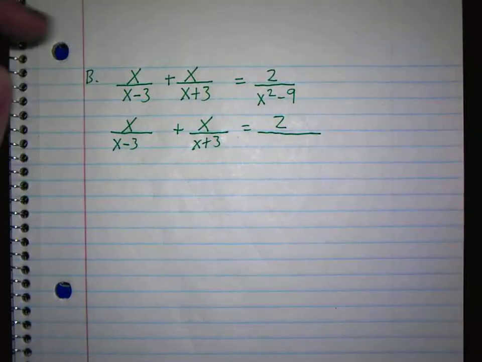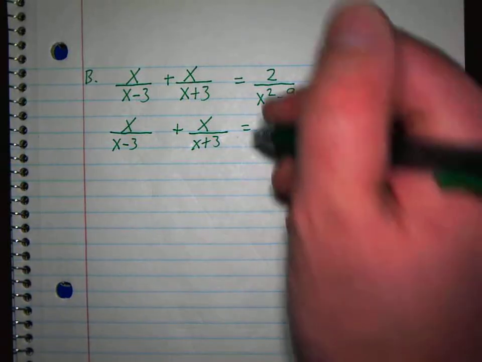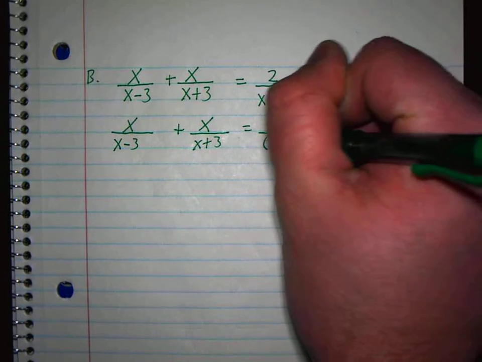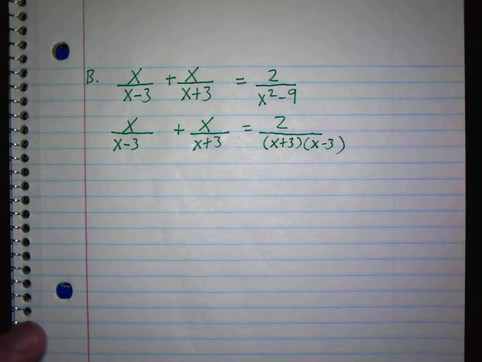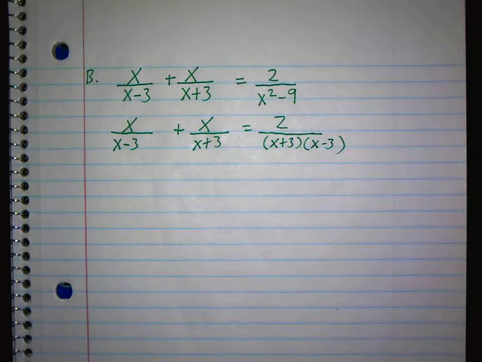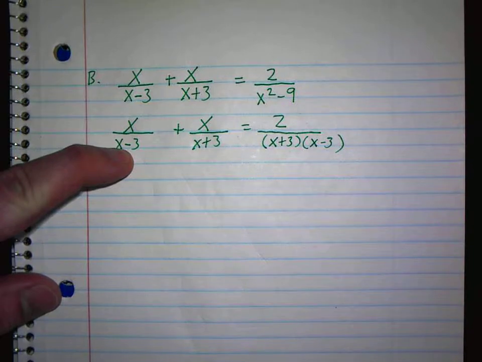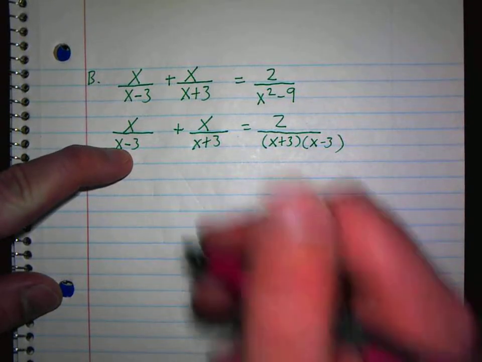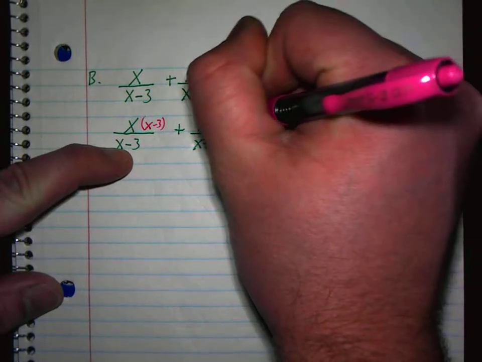Now when you're doing rational equations, you will make your life so much easier if you factor. X squared minus 9, you may recall, is difference of squares. It's x plus 3, x minus 3. Just like before, you want to eliminate fractions. So how are you going to get rid of x minus 3? Wouldn't you multiply by x minus 3 on all of them? Right?